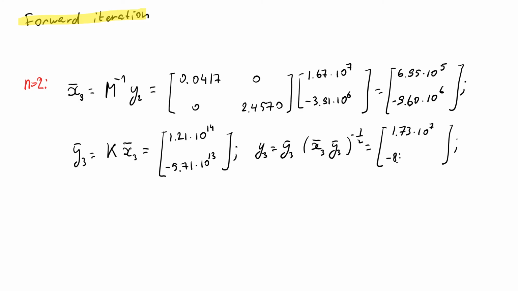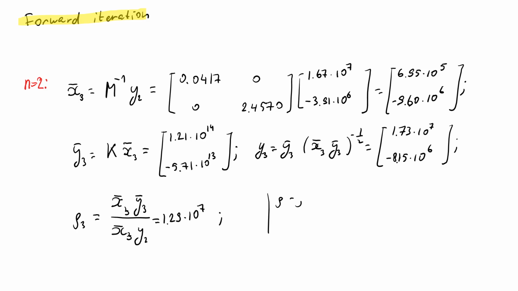normalize it, and now again, given x3 bar, y3 bar, we can find the value for row 3. And the last part is checking for the convergence. Row 3 is the value which we found here. Row 2 is the value found in the previous step. So it will be 0.61. It's greater than 10 to the power of minus 5. So we continue with the algorithm. So these were the two handwritten steps.